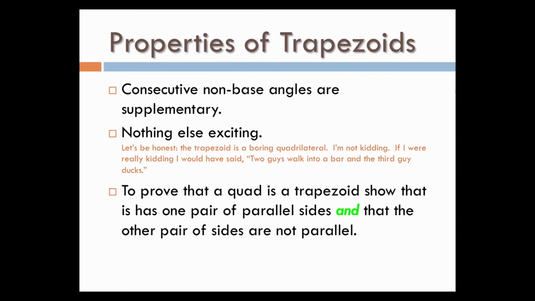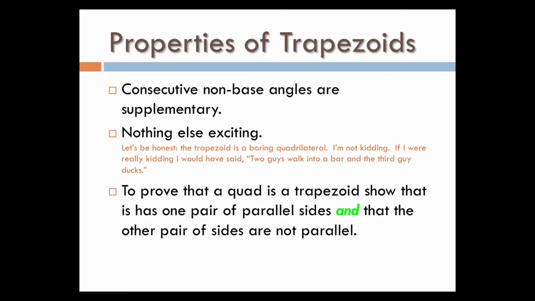Okay, so now we want to prove that a quadrilateral is a trapezoid. Similar to problems 17 and 18 we just went over in homework, you need to do two things. You need to prove that it has one pair of parallel sides, but you also have to prove that the other side isn't. Okay, so we got to get it away from the parallelogram family.